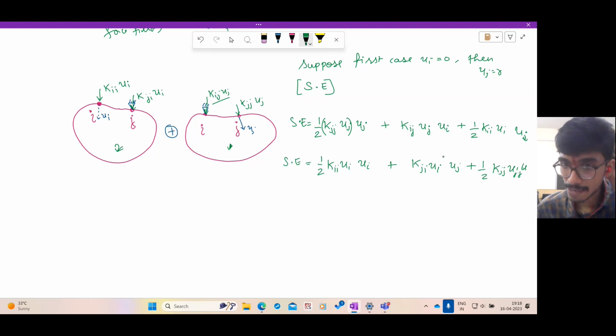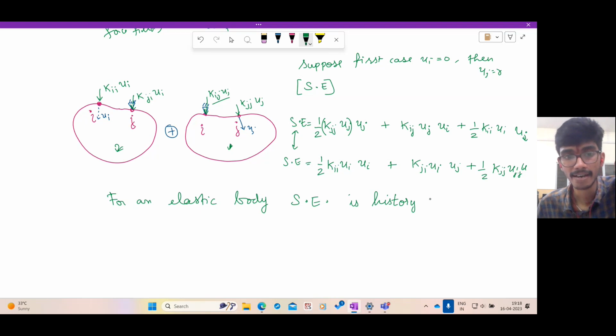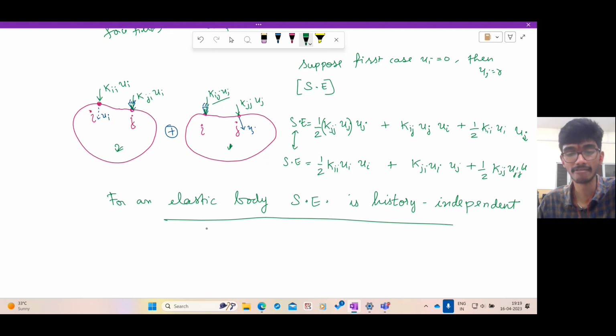But you see that these two expressions are not the same. But the strain energy is for a linear elastic body. For an elastic body, the strain energy is history independent. This is not true if you have plasticity or any other complicated viscoelasticity. For an elastic body, or rather a hyperelastic body, the strain energy is history independent. It should not matter which load you apply first and which you apply second. The strain energy is history independent. So the strain energies in both the cases have to be equal.